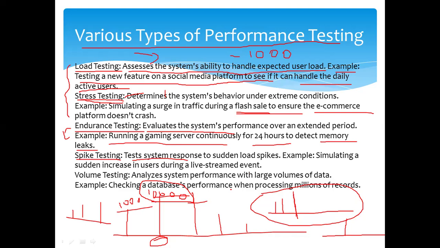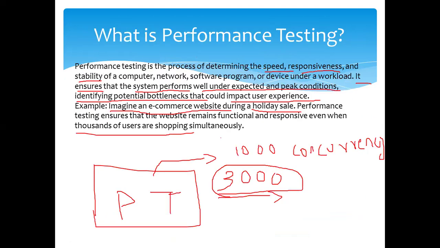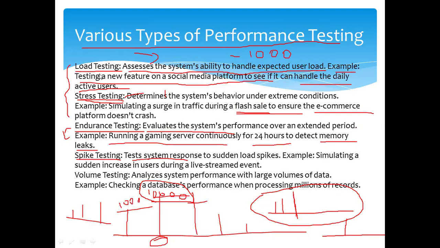That's the reason. If suddenly any spike happens here, then we want to check how the application is responding, because as I explained, mainly we are finding the speed, responsiveness, and stability. That is our main purpose. So whenever the application is loaded with a sudden spike of users, we want to check how the application is responding properly.